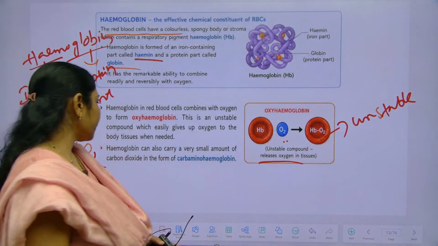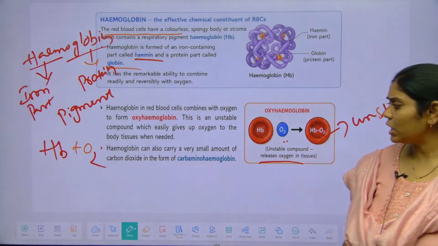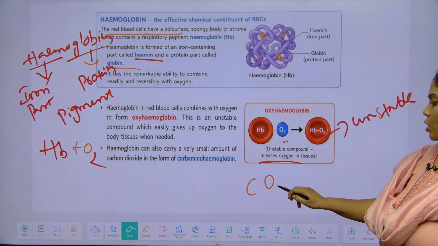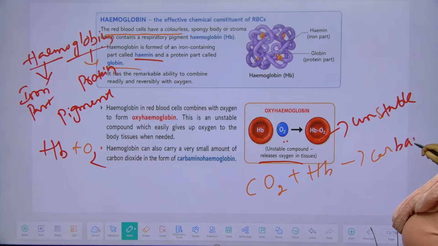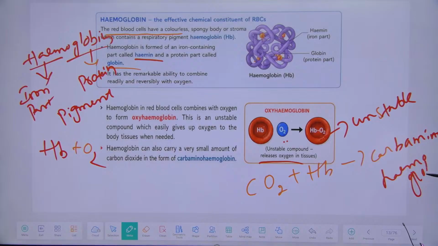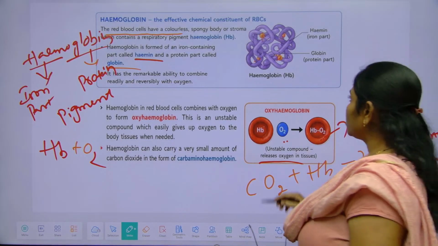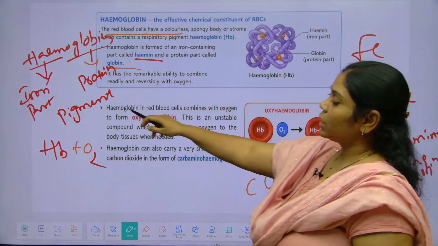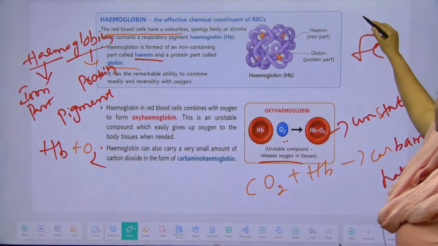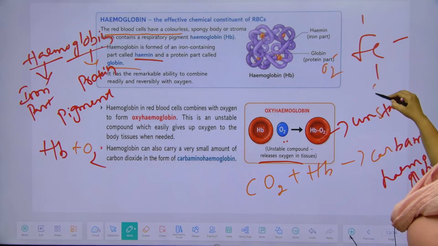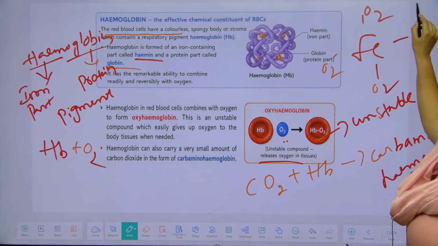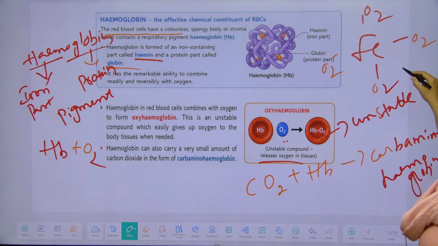And along with that, hemoglobin also carries carbon dioxide. When it combines with carbon dioxide, what is formed? Carbaminohemoglobin. Is this clear? As we discussed, heme is the iron part. This ferrous iron has the capability to carry how many oxygen molecules? That is 4 oxygen molecules it can transport. So this can be called what? Tetramer.